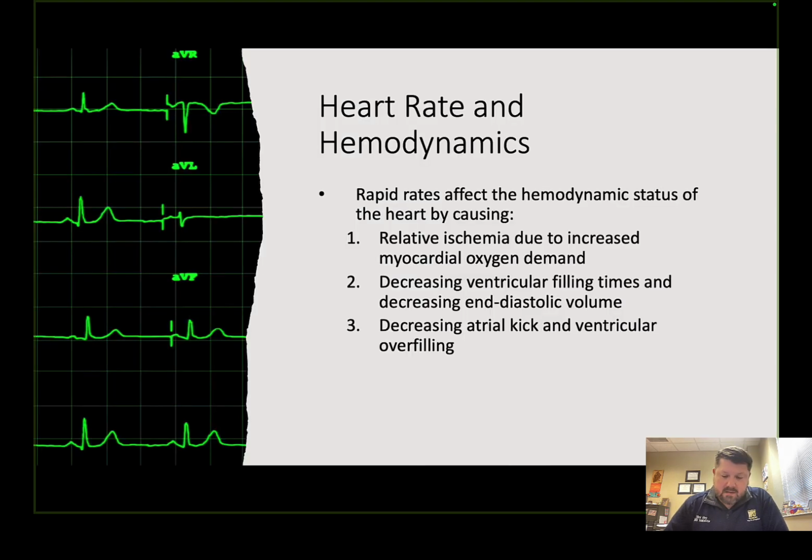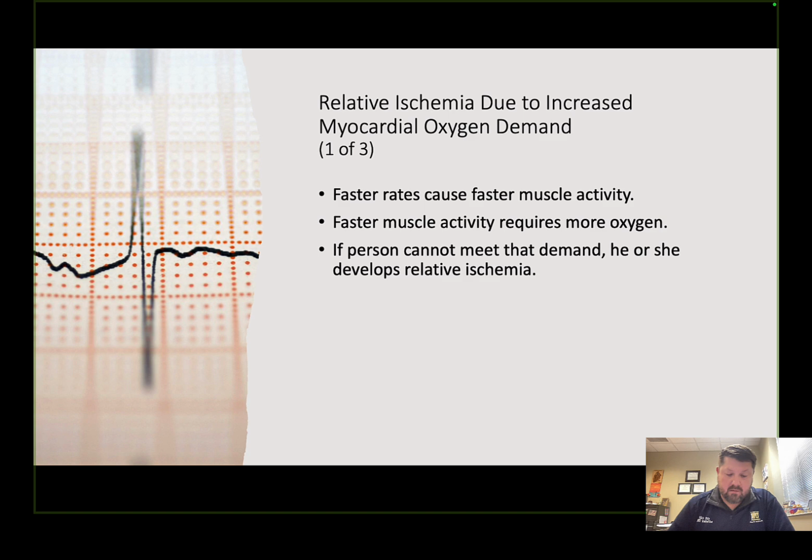So rapid rates affect the hemodynamic status of the heart by causing relative ischemia, decreased ventricular filling times, decreasing end-diastolic volume, and decreasing atrial kick and ventricular overfilling, which is required for the Frank-Starling mechanism to come into effect.